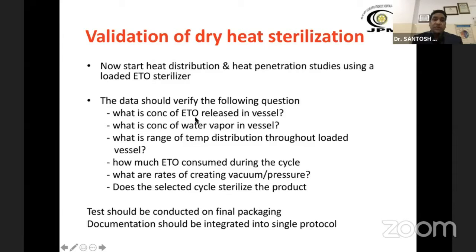So in the validation process, one must verify these data. What is the concentration of ETO released in the vessel? What is the concentration of water vapor in the vessel? What is the range of temperature distribution? How much ETO is consumed during the cycle? What are the rates of creating vacuum and pressure? And does the selected cycle sterilize the product fully? All these questions need to be answered and documented on the register.